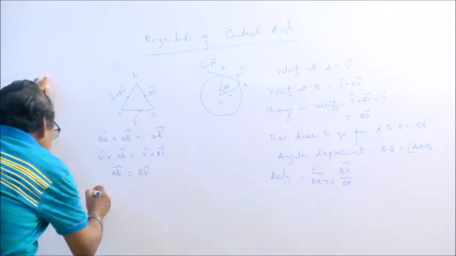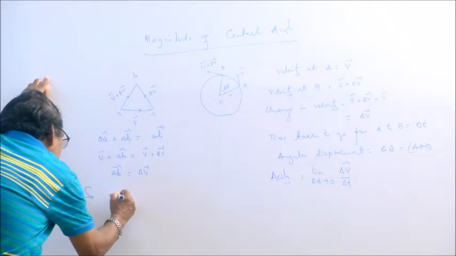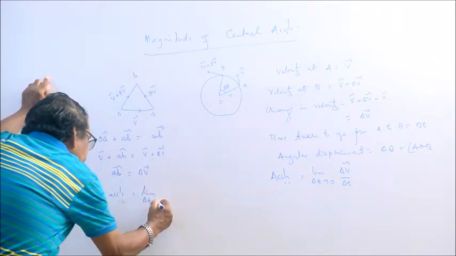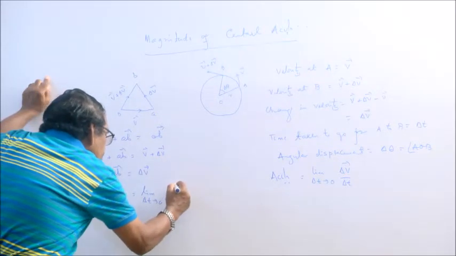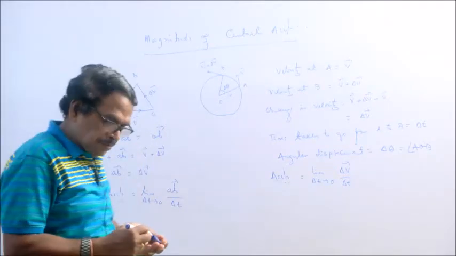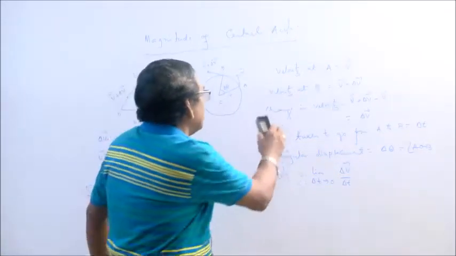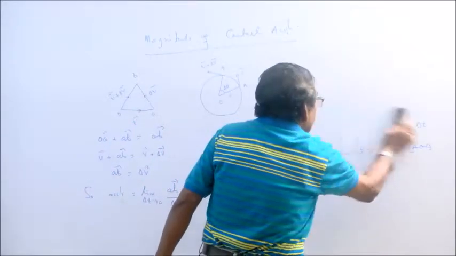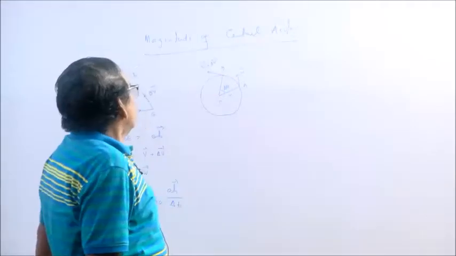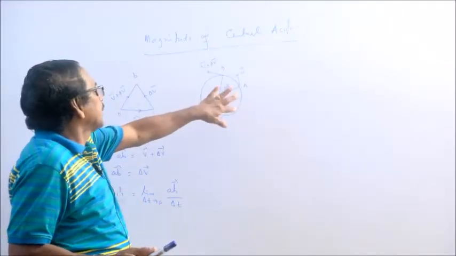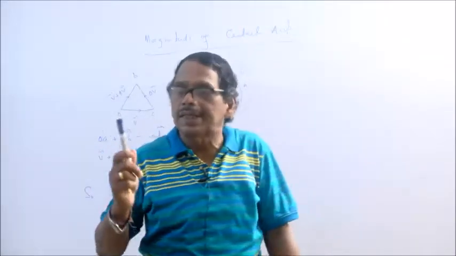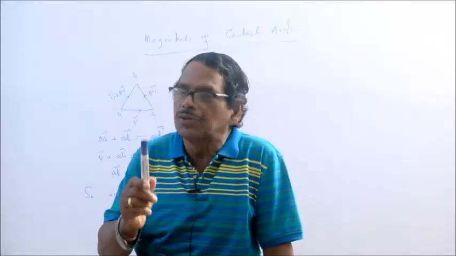So, what is the acceleration? Acceleration is equal to limit delta t tending to 0, and in place of delta V, let us put AB, so AB by delta t. Now, we will find out the expression for AB by delta t. Then we can know what the acceleration is. Since the body takes a very small time to go from A to B, AB can be considered to be a straight line. So, AOB can be considered to be a triangle.